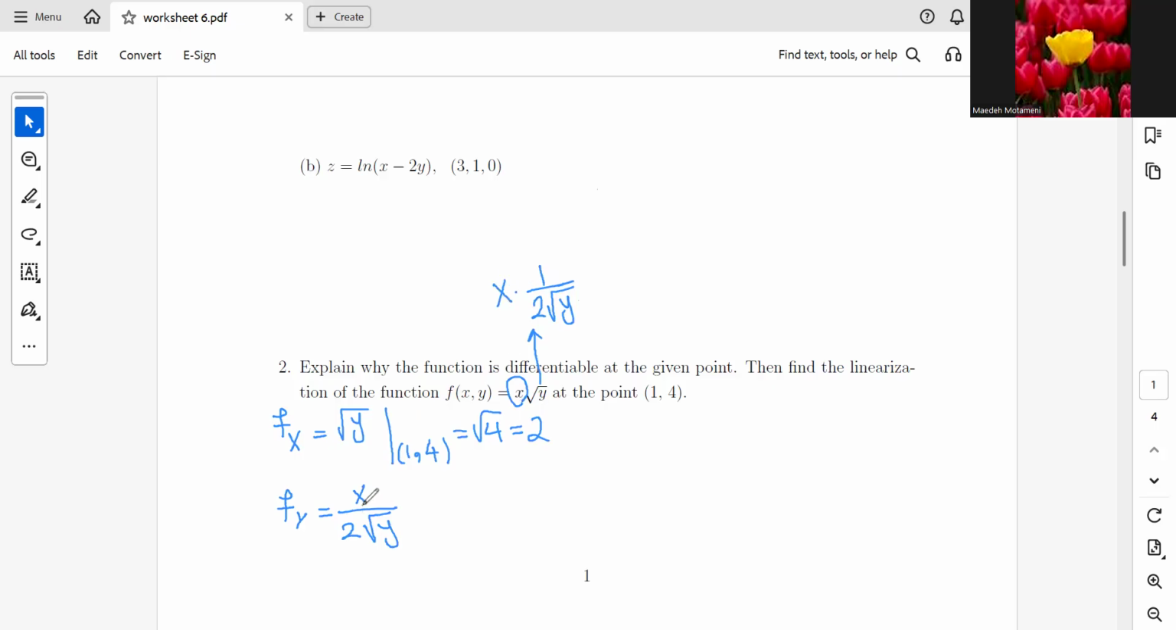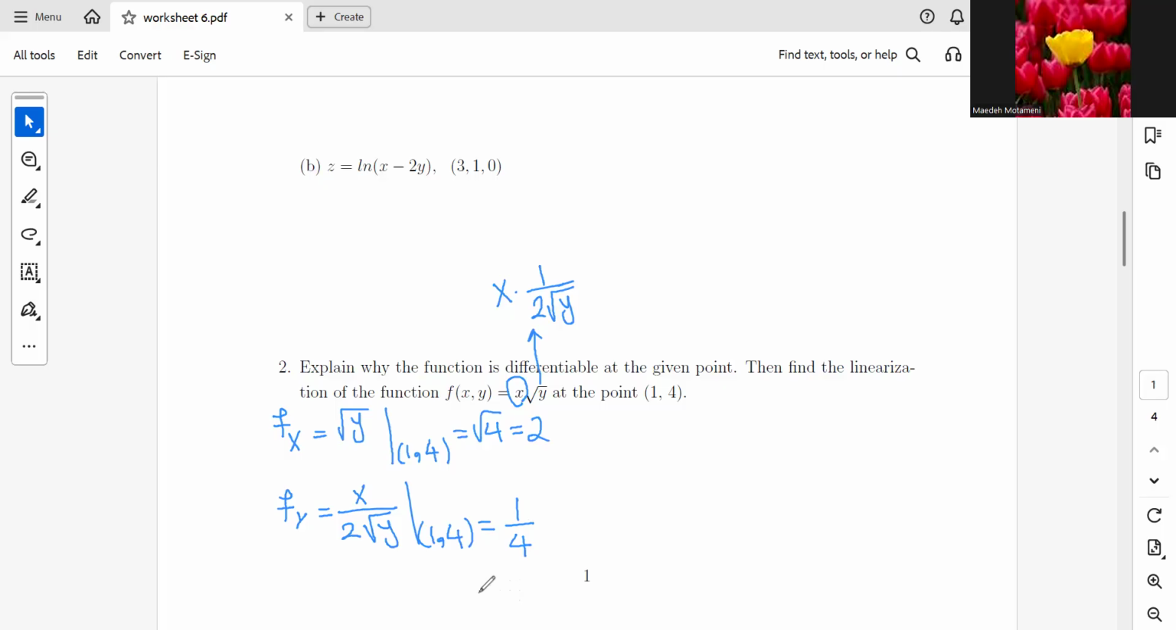This is why the partial derivative with respect to y is going to be x over 2 root y. And this will be evaluated at the point (1, 4), which is 1 over 4.